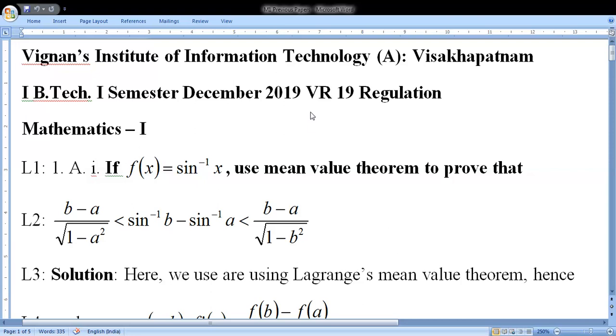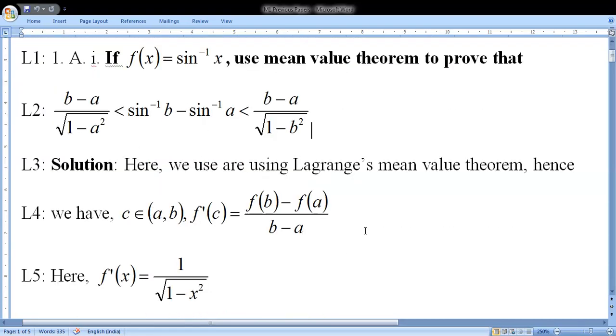So, if f of x is given by sine inverse of x, then you need to use Lagrange's mean value theorem to prove that b minus a by root over 1 minus a square less than sine inverse b minus sine inverse a less than b minus a by root over 1 minus b square. Okay, so we know the statement of Lagrange's theorem.